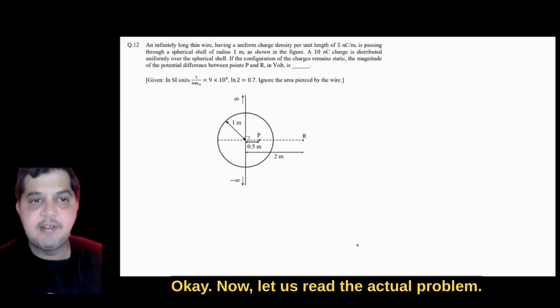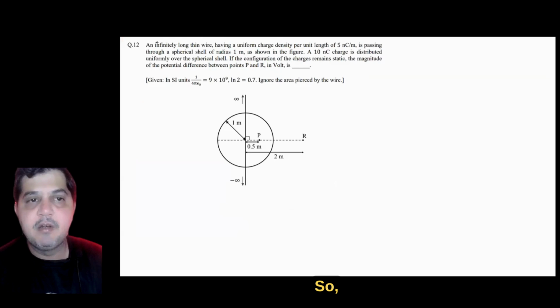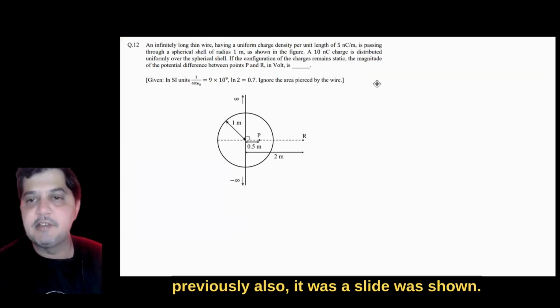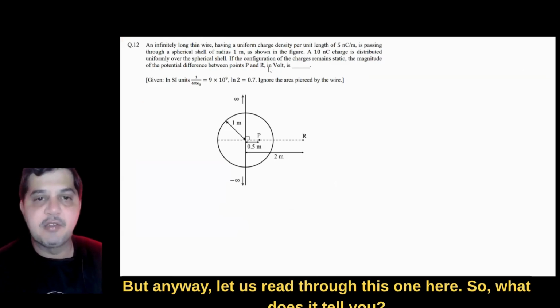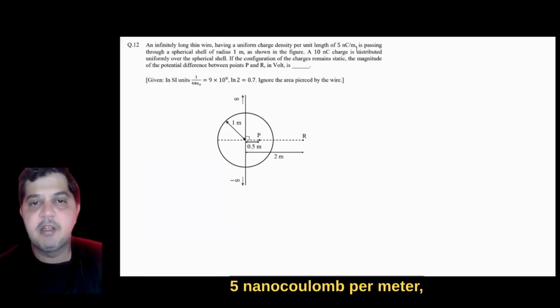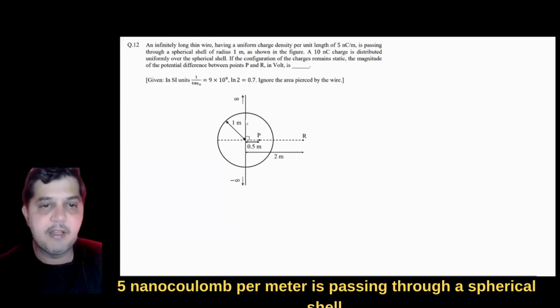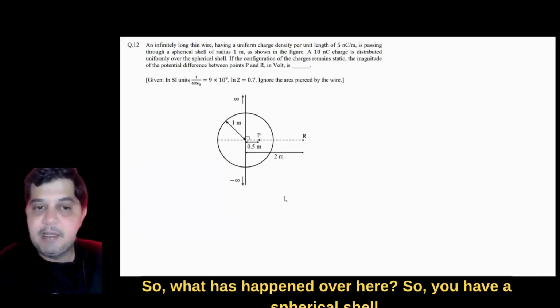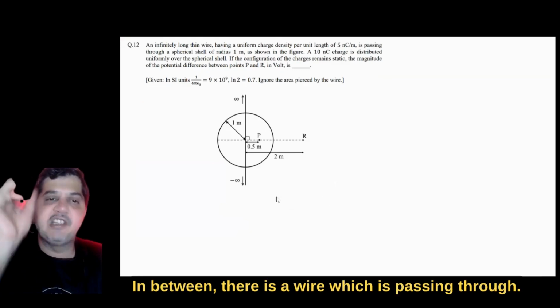Okay, now let us read the actual problem of an IIT. So previously also a slide was shown, but anyway, let us read through this one here. So what does it tell you? An infinitely long thin wire having a uniform charge density of 5 nanocoulomb per meter is passing through a spherical shell. So what has happened over here? You have a spherical shell, and in between, there is a wire which is passing through.